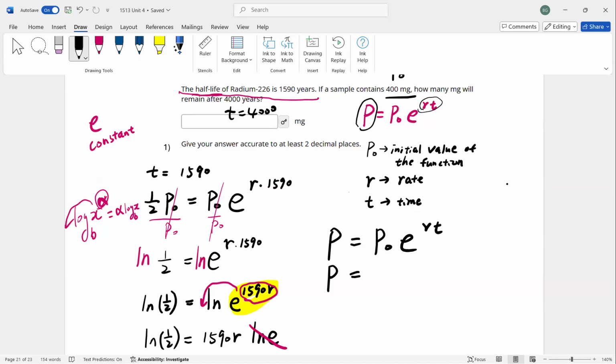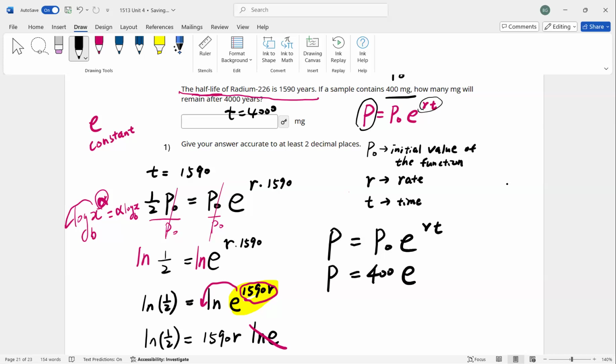So P is the weight of the substance, the dependent variable. The weight of the substance depends on the time. Over time, the substance is losing weight. So we are looking for the value of P when T is 4,000. And P sub 0 is 400 milligrams.